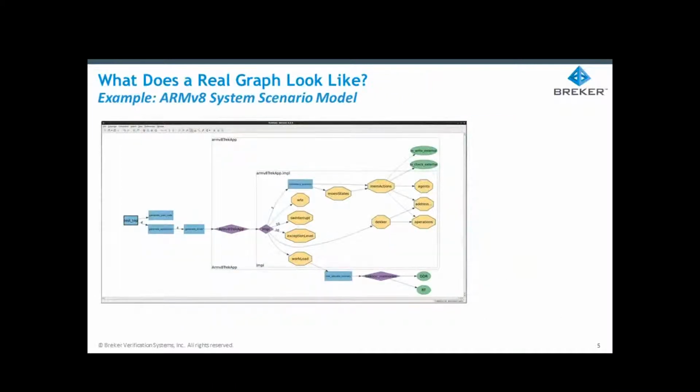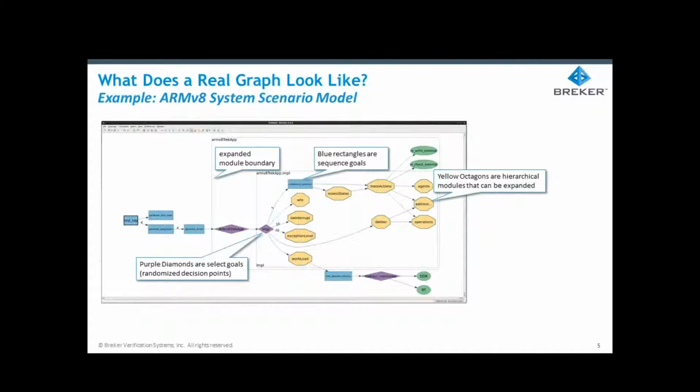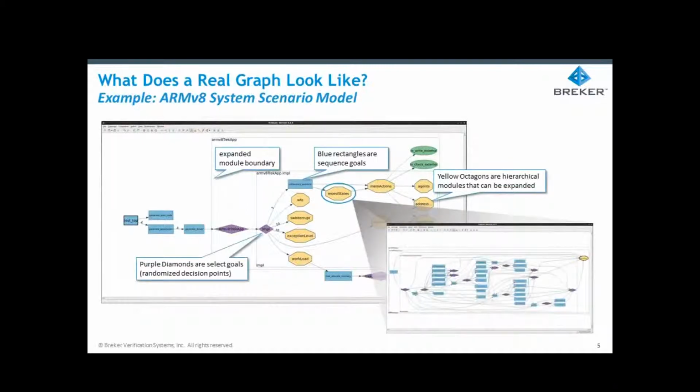What does one of these graphs actually look like? This is a little bit hard to see probably from here, but essentially this particular one is an app that Breker provides, which tests a lot of things around an ARM V8 subsystem. Each one of these yellow boxes is a hierarchical box with a series of tests underneath it. And in fact, one here is a graph which will analyze all the MOESI states, which are used in cache coherency in one of these ARM V8 subsystems.